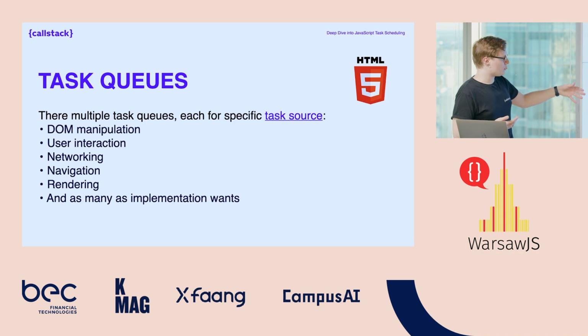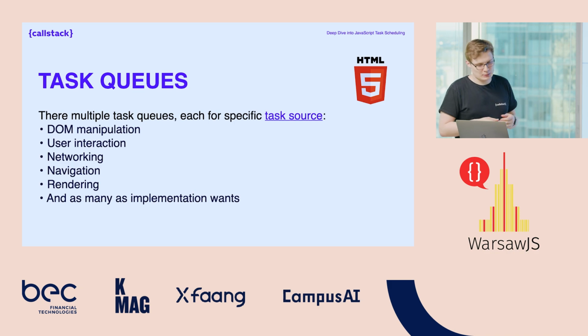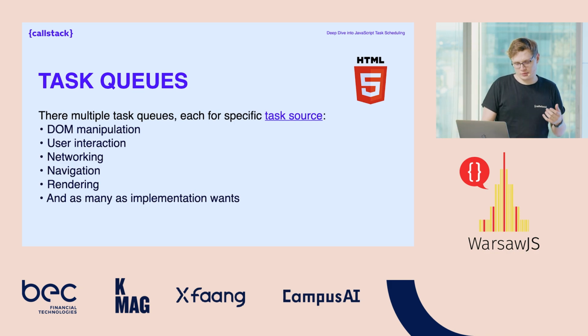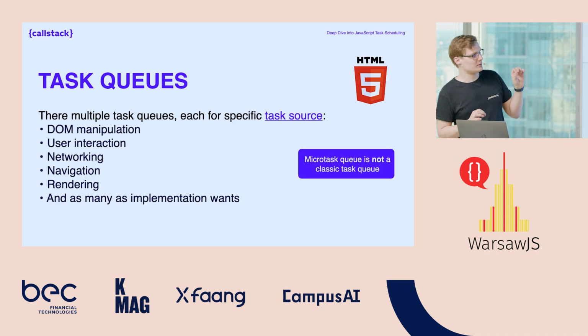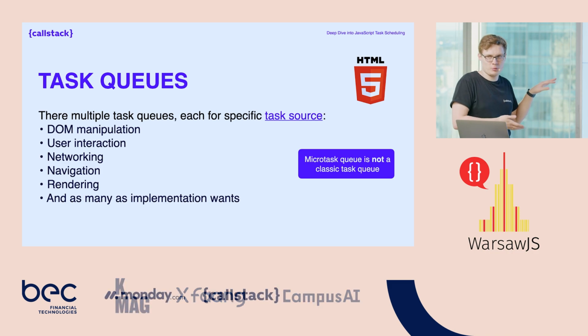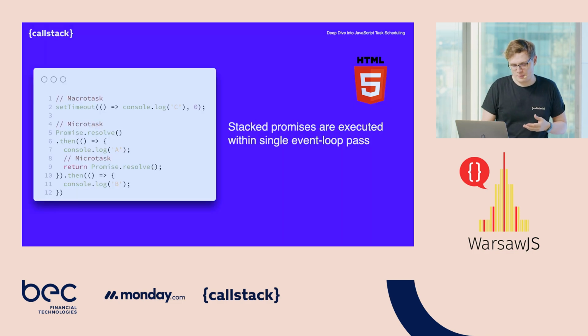So, for example, rendering takes the highest priority because you don't want the user to see the lags and the distortion caused by, for example, networking tasks. So they have the higher priority. And one very, very important distinction is that the microtask queue, so the promises, is not this kind of a queue. It's a very different one because it's treated very, very specially.